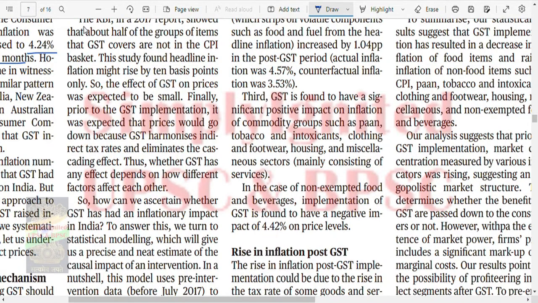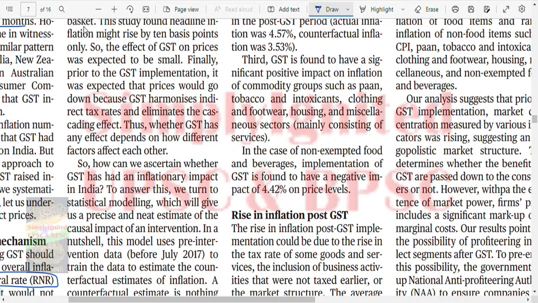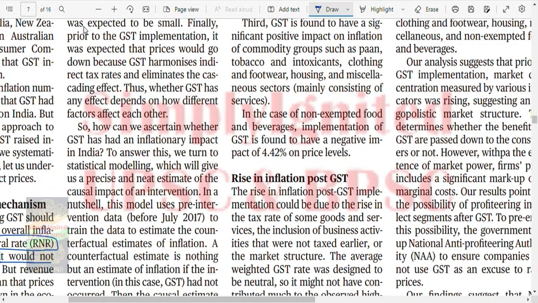Finally, prior to GST implementation, it was expected that prices would go down because GST harmonizes indirect tax and eliminates the cascading effect. So with time it was expected that the prices would go down.